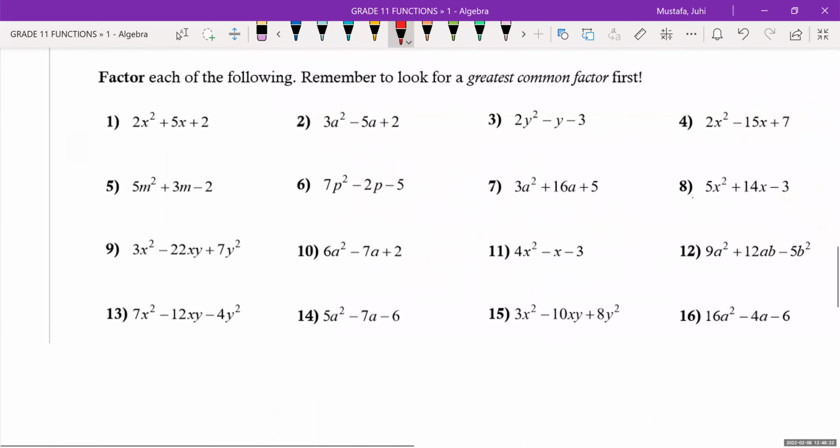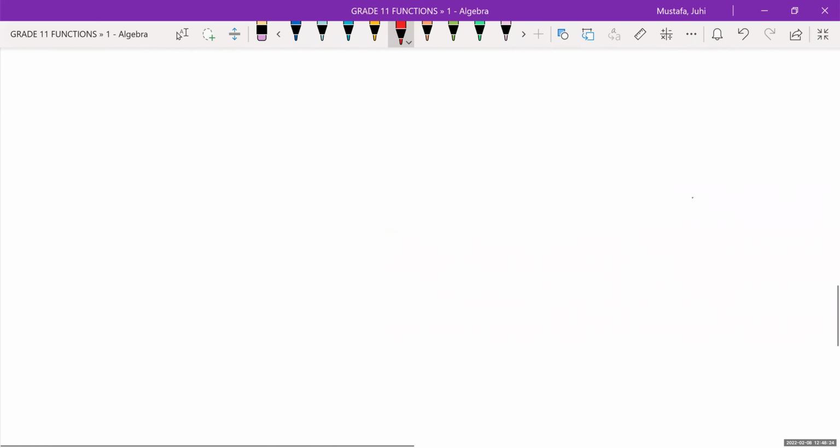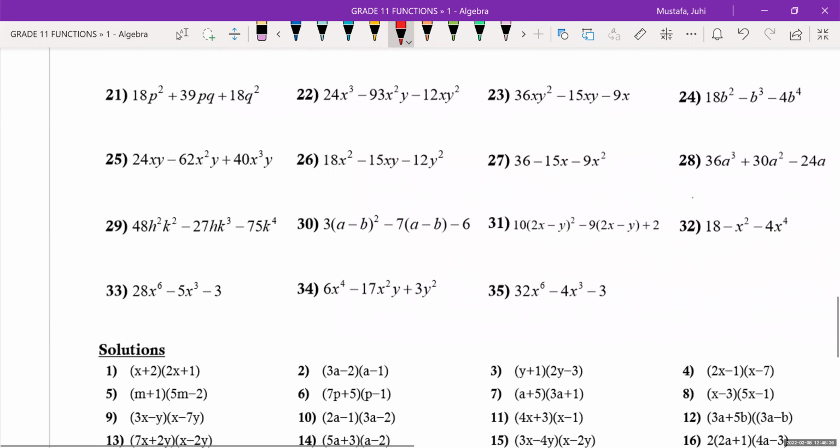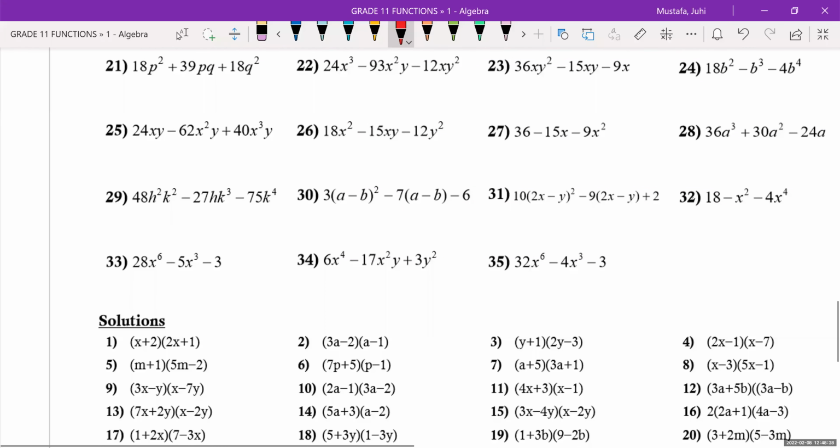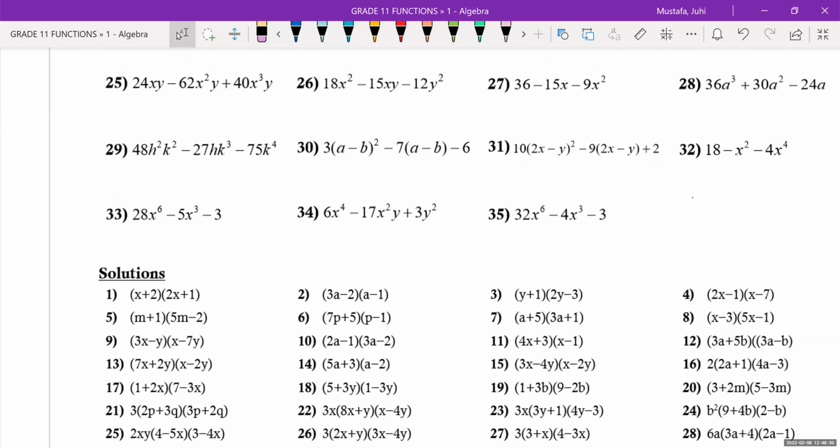You are going to be doing handout C, and there are 35 questions. We're going to do one more lesson on the other types of factoring. So don't start yet, but I will give you like a good half hour and you probably can get through quite a bit of this.